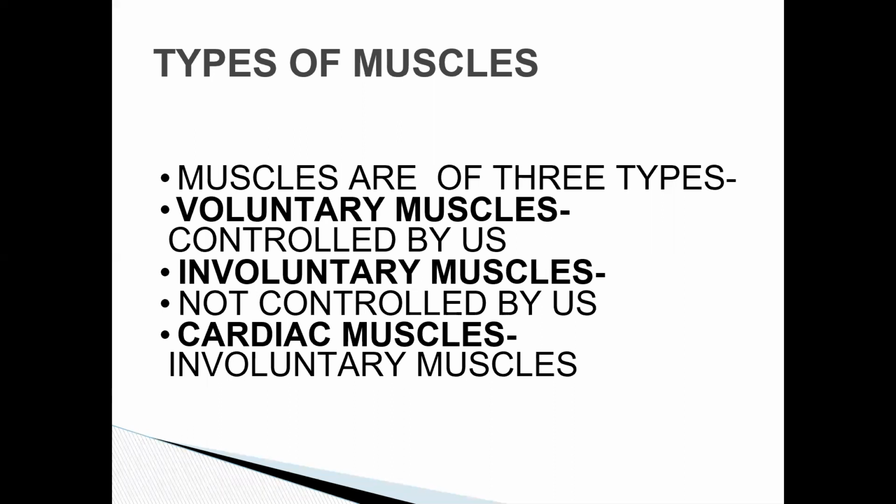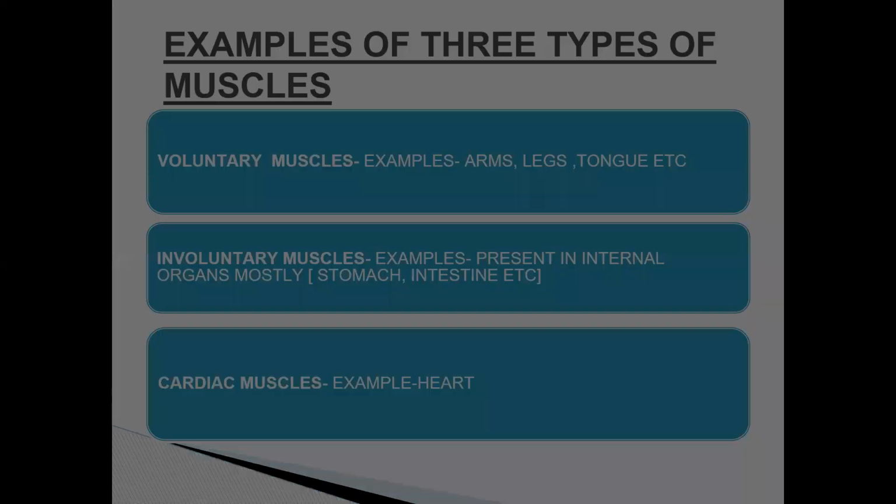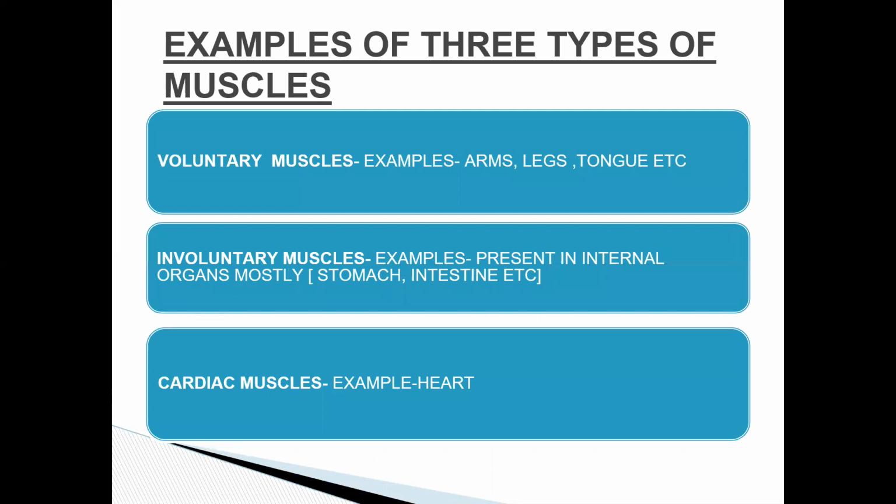Now, what are the types of muscles? Muscles are of three types. Voluntary muscles: the movement of these muscles is controlled by us. And involuntary muscles: the movement of these muscles is not controlled by us. Third type of muscles is cardiac muscles. These muscles are present in the heart. They are also involuntary muscles. Cardiac means related to heart. Now, examples of these types of muscles we will now study.